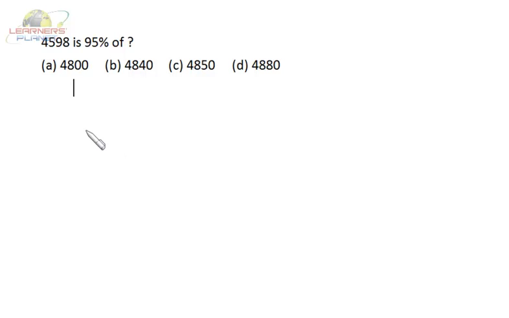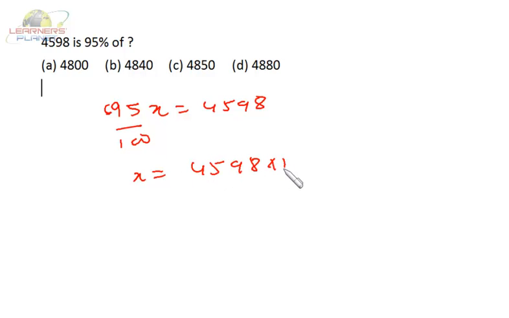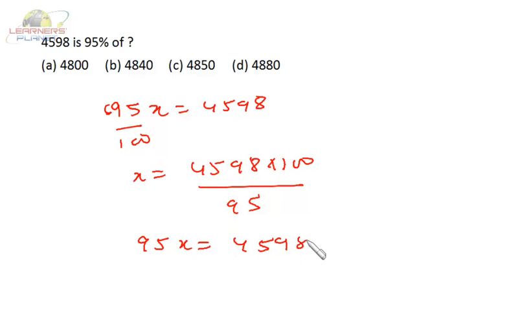Now in this problem, 4598 is 95% of, maybe say, x. So 95% of x is equal to 4598. So x is equal to 4598 into 100 by 95. We have to make this calculation. Precisely it's 95x is equal to 459,800, and we have to find out the value of x from the options. This working is not at all required. You can directly come to this particular step.